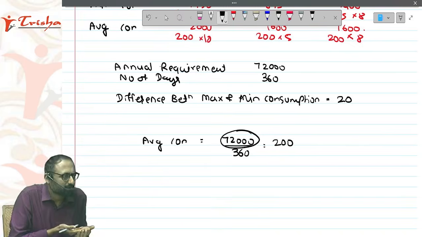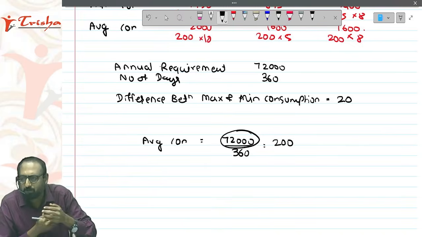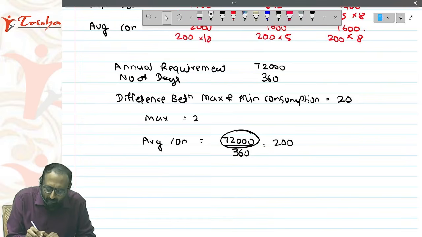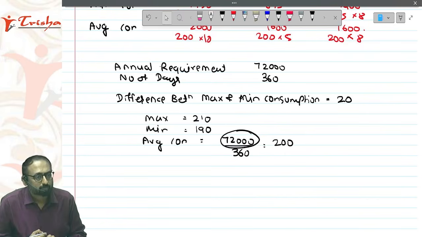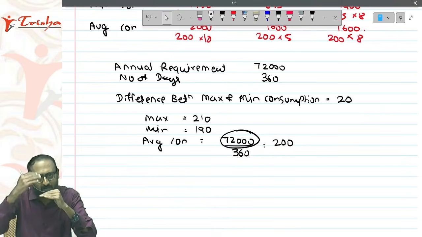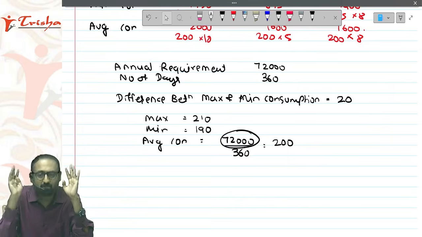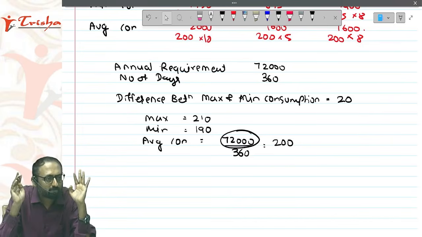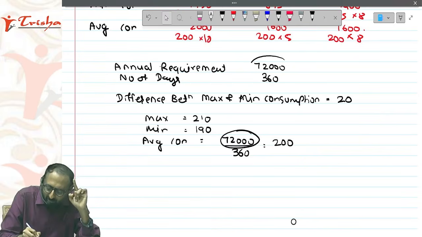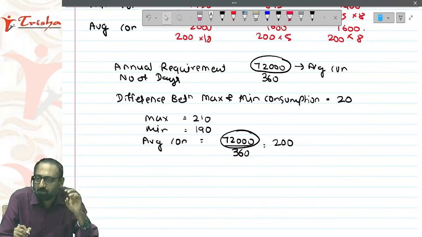Now easily you can tell. Difference between maximum and minimum consumption is 20. So what will be your maximum consumption? Is it 210? And what will be your minimum consumption? Is it 190? How? Difference is 20, divided by 2 means 10: add 10, less 10. Is it clear, guys? Yes or no? So remember what important thing I told you. Annual requirement is nothing but your average consumption of a year. Correct, sir?